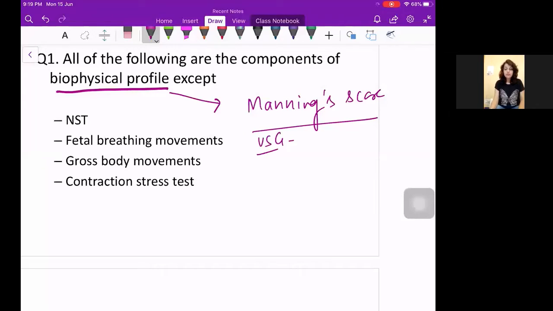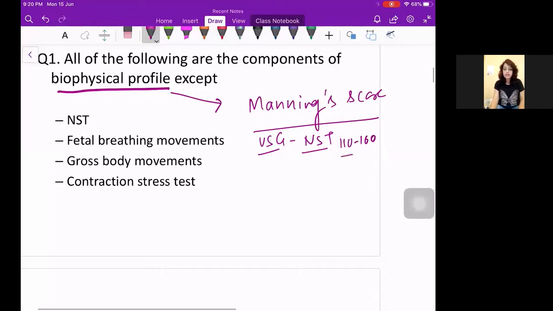So the radiologist checks five different fetal parameters. First is NST, which is non-stress test, that means relationship of fetal heart rate to fetal movements. Normally the fetal heart rate is 110 to 160 beats per minute. Less than 110 is called fetal bradycardia. More than 160 is called fetal tachycardia. So both mean fetal distress.